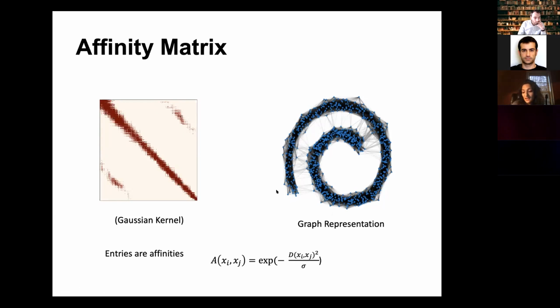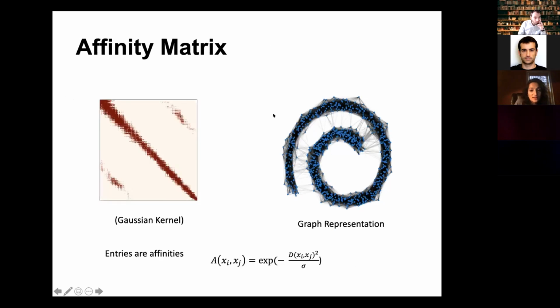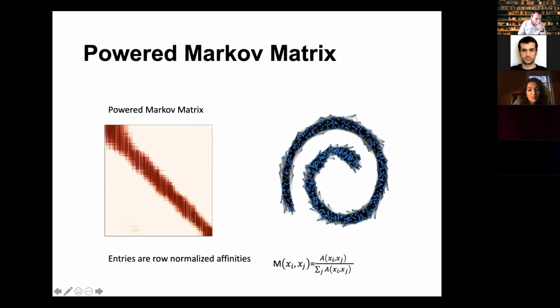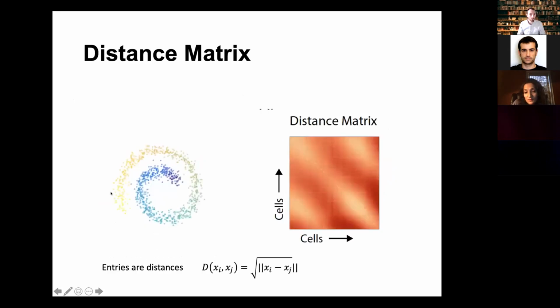So instead, what diffusion maps do is they normalize this affinity matrix. So these are all probabilities. You divide every row by the row sum, and you get probabilities. And this probabilistic Markov matrix is powered to some power t. What happens when you power it is you get probabilities of t-step random walks. So instead of just getting the probability of going from here to here in one step, if you power that matrix, you'll get the probability of going from here to here in 2 steps, 3 steps, 4 steps, 5 steps, whatever it is that you power it to.